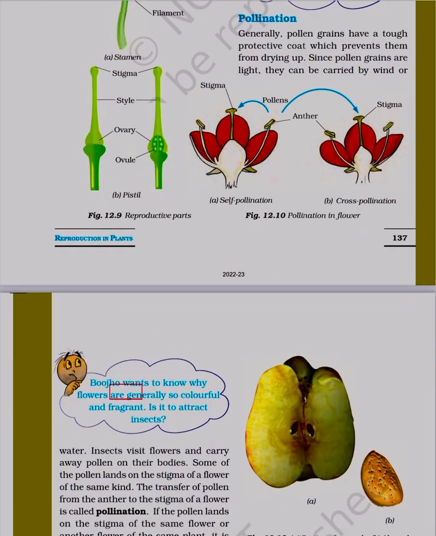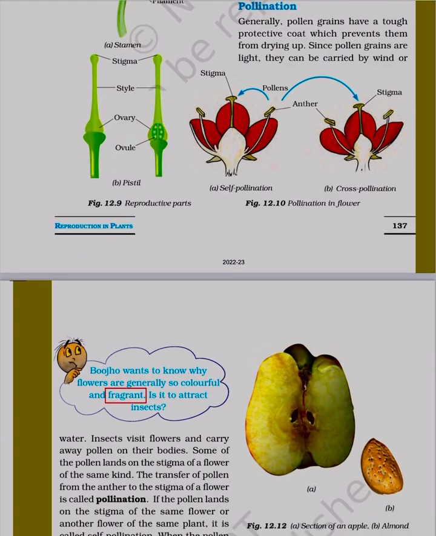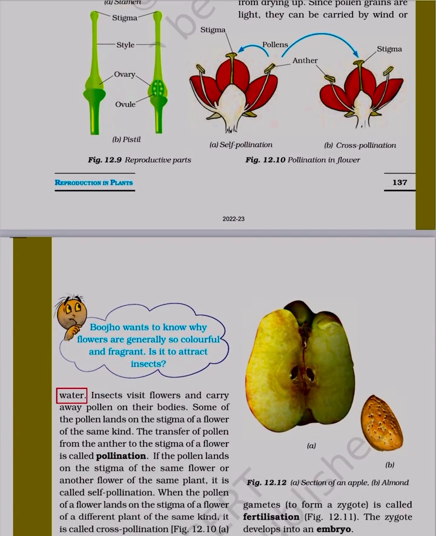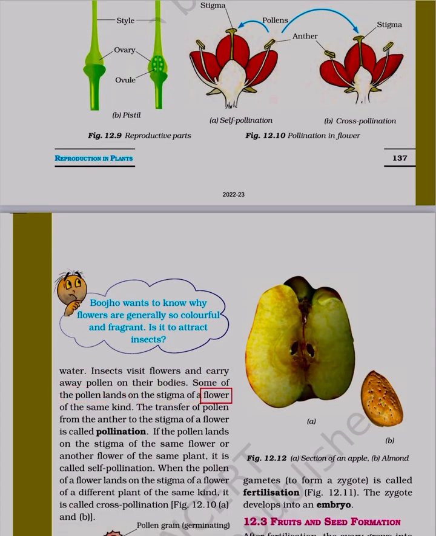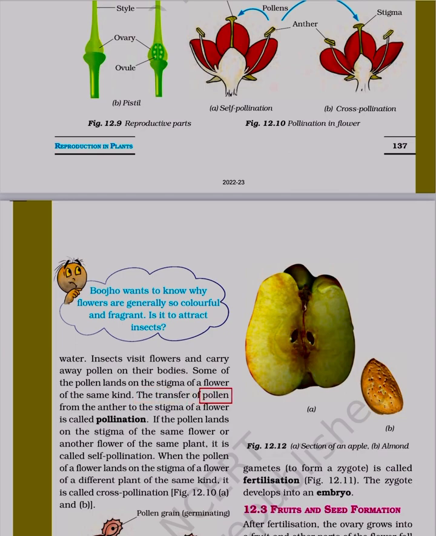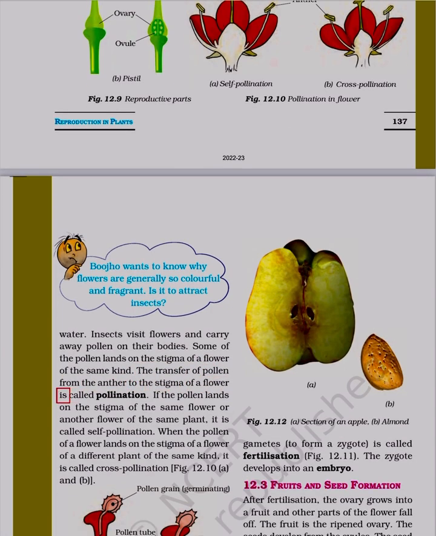Bujho wants to know why flowers are generally so colorful and fragrant. Is it to attract insects? Insects visit flowers and carry away pollen on their bodies. Some of the pollen lands on the stigma of a flower of the same kind. The transfer of pollen from the anther to the stigma of a flower is called pollination.